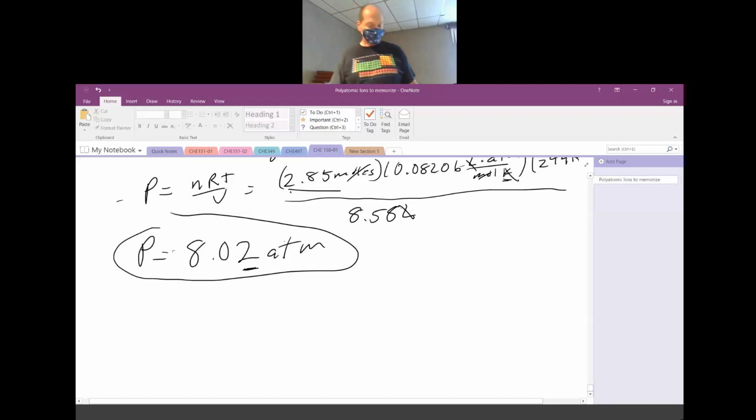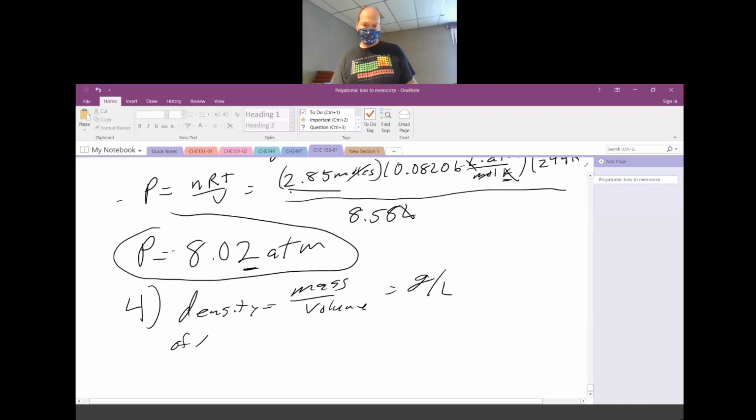All right, number 4. Calculate D, which is density. And remember, density is mass over volume. And we are in the gas chapter. And so the mass is going to be in grams, but the volume is going to be in liters. All right, so we want the density of ammonia gas at 31 degrees Celsius and 751 millimeters of mercury.